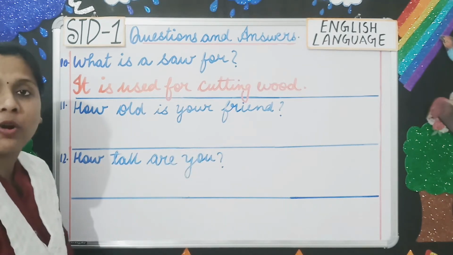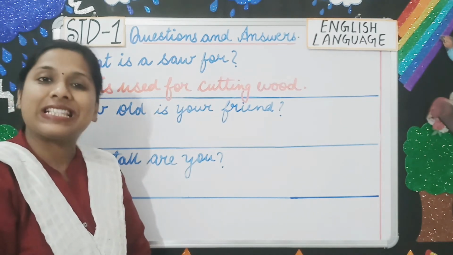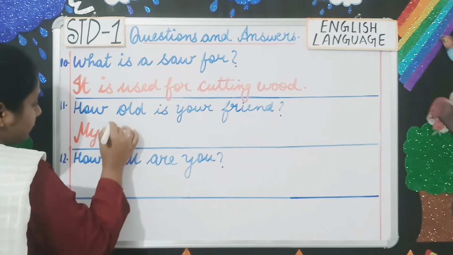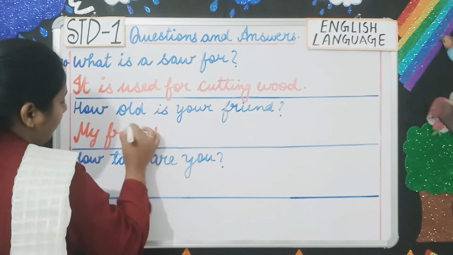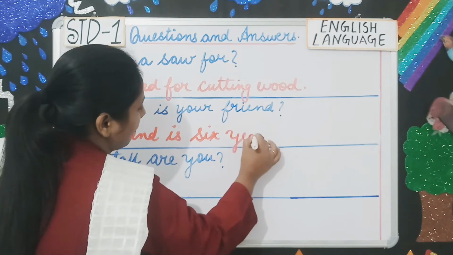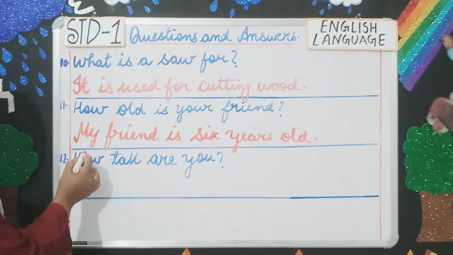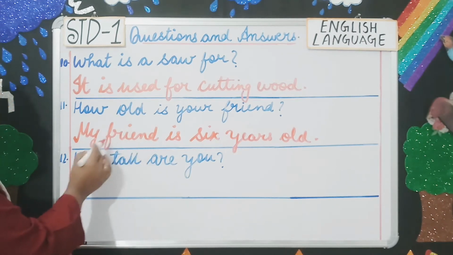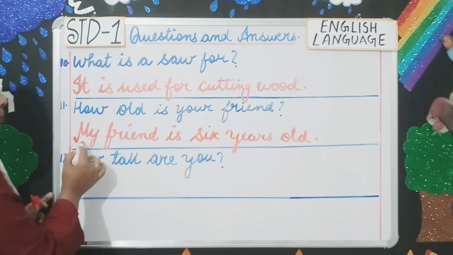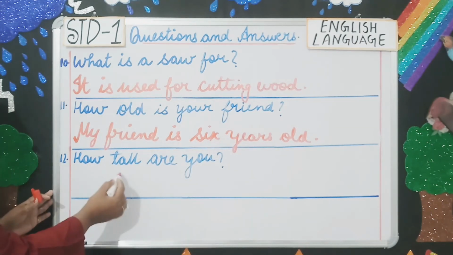Next, how old is your friend? You have to tell the age of your friend. So you will write my friend is 5 years old, 6 years old or 7 years old. My friend is 6 years old. If you want to use the pronoun he or she for your friend, you can use that also. But what we have done, we have changed this your to my friend is 6 years old. Clear?